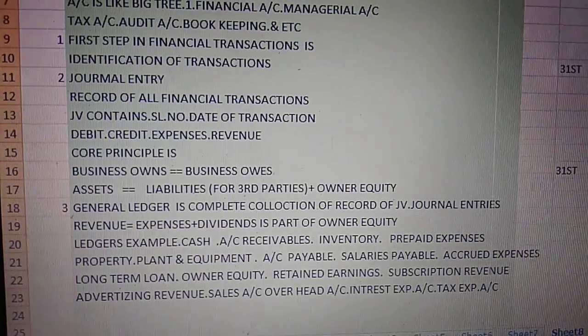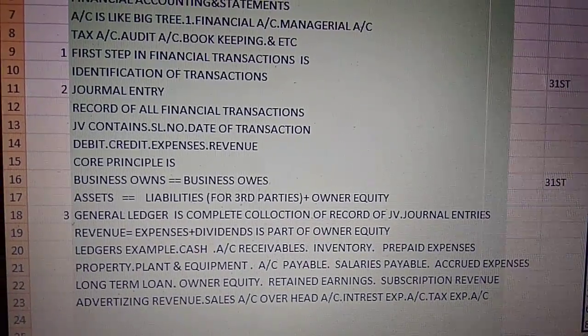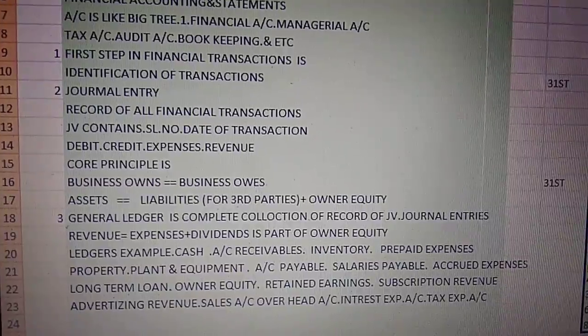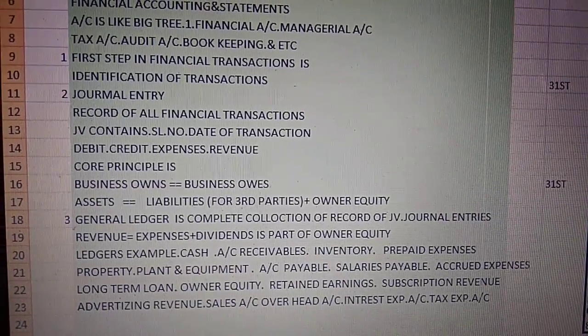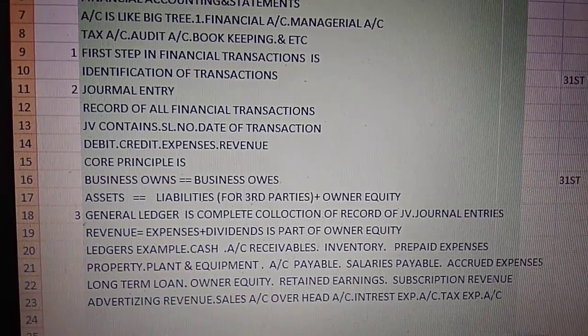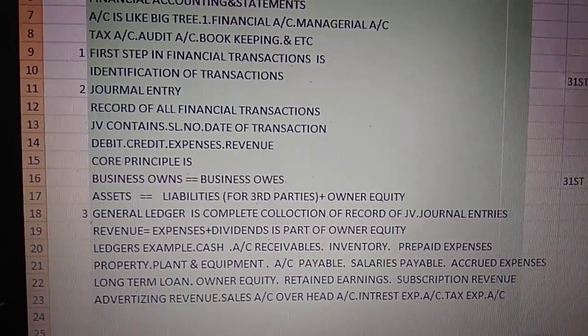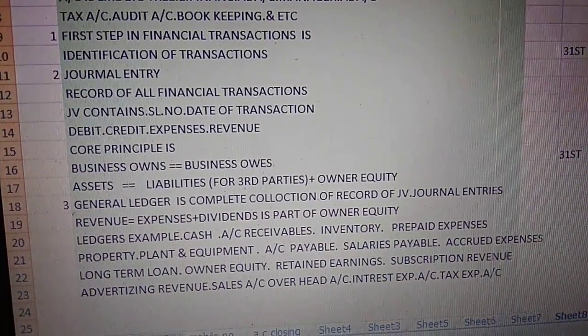The general ledger is the complete collection of records of JV general entries. Revenue minus expenses minus dividends is part of owner's equity.